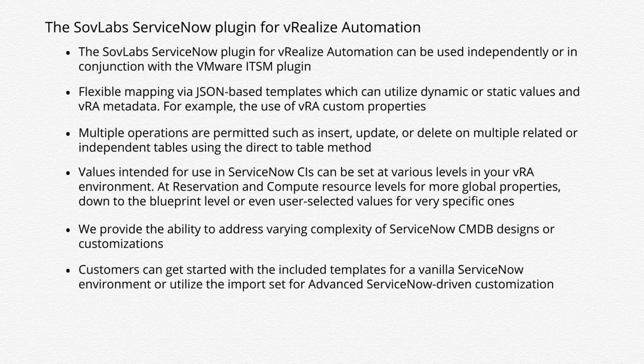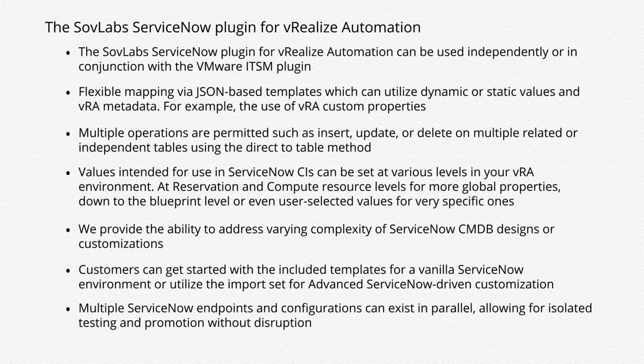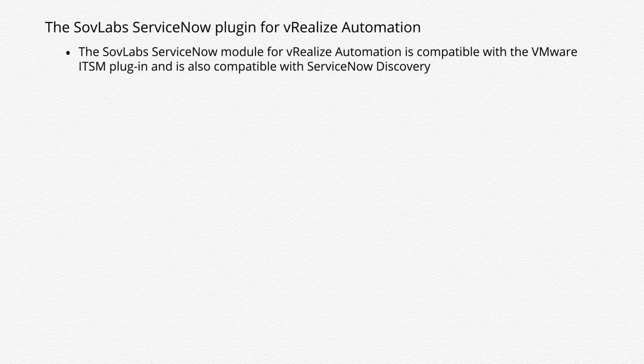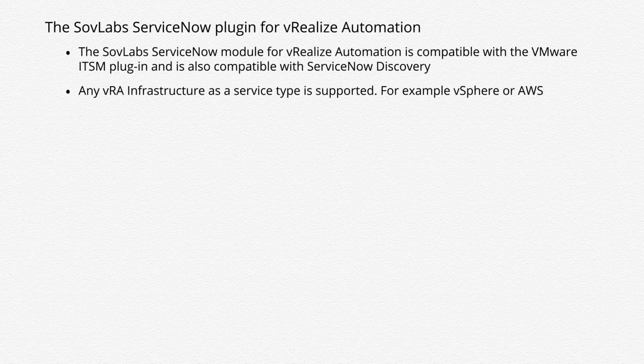Customers can get started with the included templates for a vanilla ServiceNow environment or utilize the import set for advanced ServiceNow-driven customization. Multiple ServiceNow endpoints and configurations can exist in parallel, allowing for isolated testing and promotion without disruption. The SovLabs ServiceNow module for vRealize automation is compatible with the VMware ITSM plugin and is also compatible with ServiceNow Discovery. Any vRealize automation infrastructure as a service type is supported, for example, vSphere or AWS.